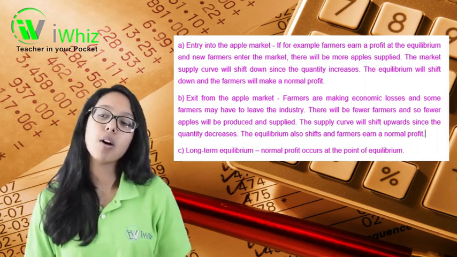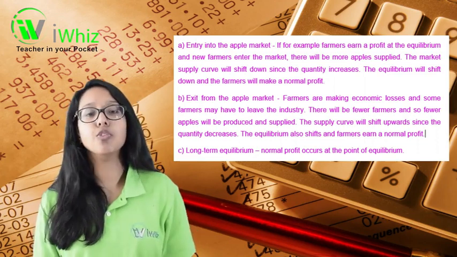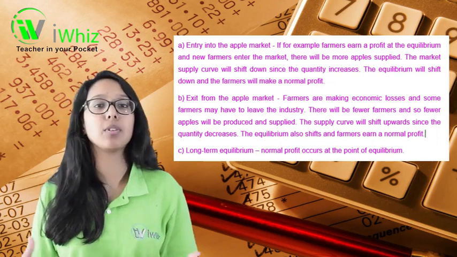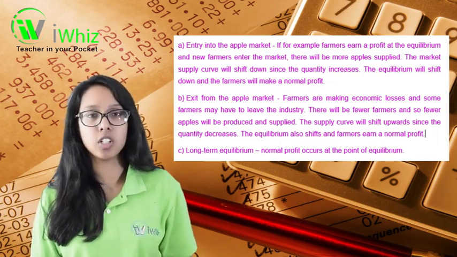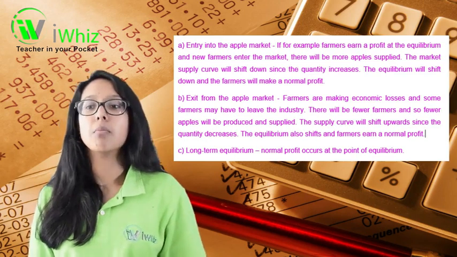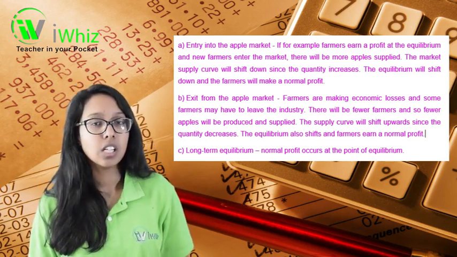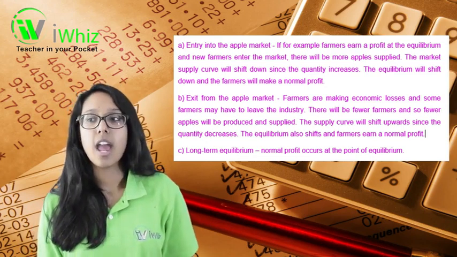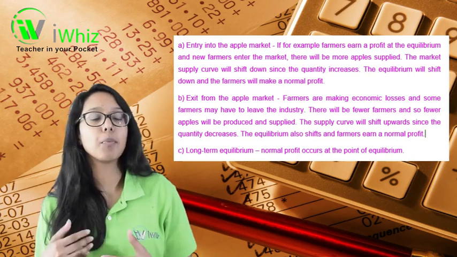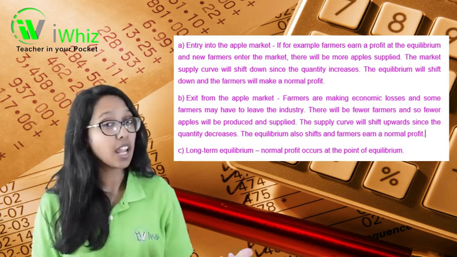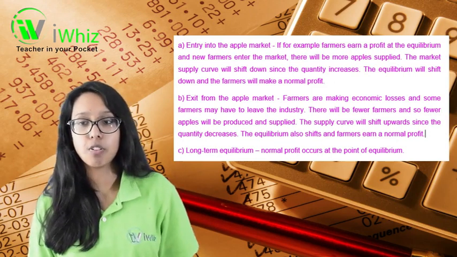The long-term equilibrium in the perfect market will be influenced by either profits or losses, depending on the business, the industry, or the firm itself. So let's look at an entry in the apple market. If, for example, farmers earn a profit at the equilibrium and new farmers then enter into the market, there'll be more apples supplied. So it's the same type of good, but different people are supplying it. The market supply curve will then shift down since the quantity has now increased. And the equilibrium will also shift down because the farmers will then make a normal profit rather than a higher profit, because there was less competition before.